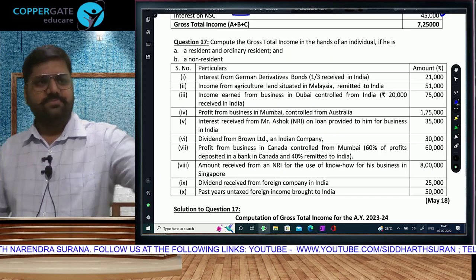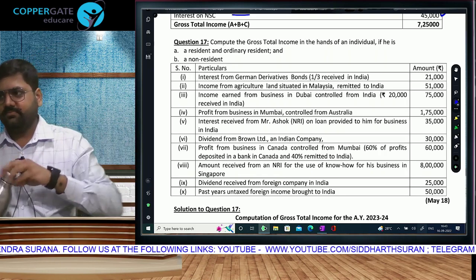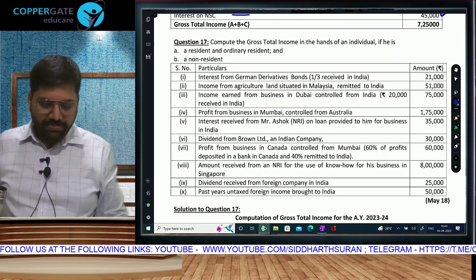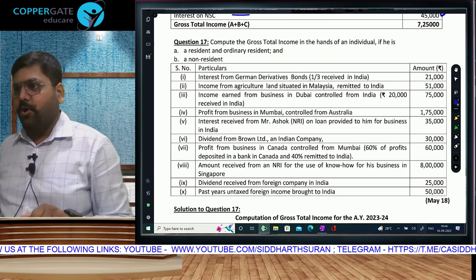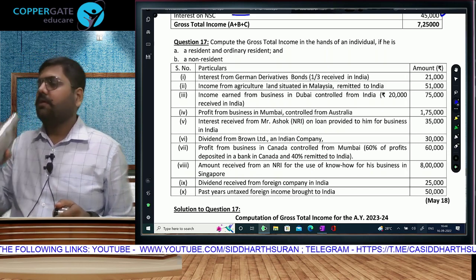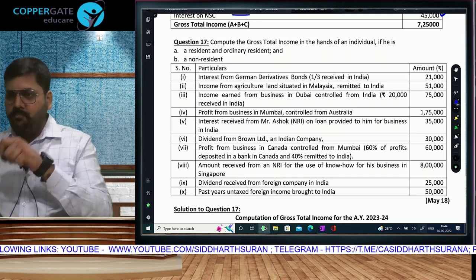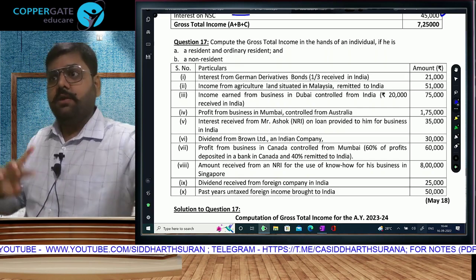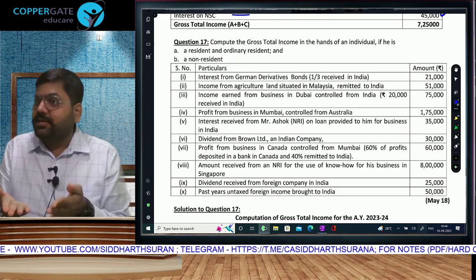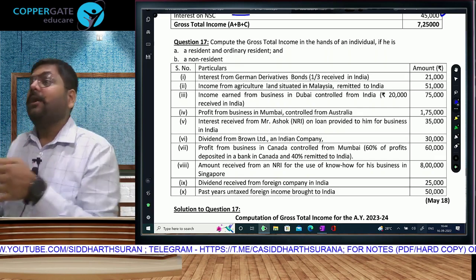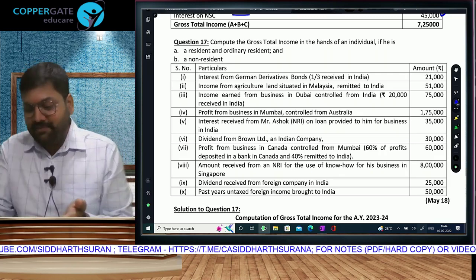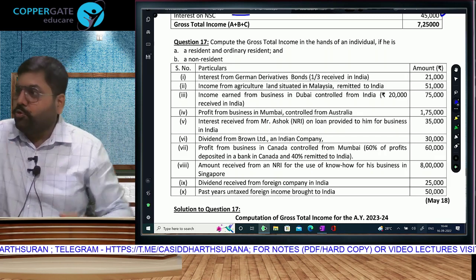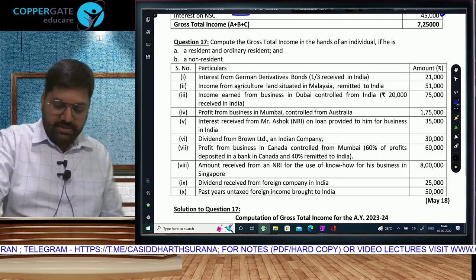Compute the gross total income in the hands of an individual if he is a resident and ordinary resident, and a non-resident. A non-resident can never be ordinary or not ordinary. So all three columns are not asked, only the first and last. Even easy. In the first, everything is taxable; in the last, only Indian income. The middle one would be confusing, where foreign income is controlled from India. Even easy. Two columns. Okay, let's go.